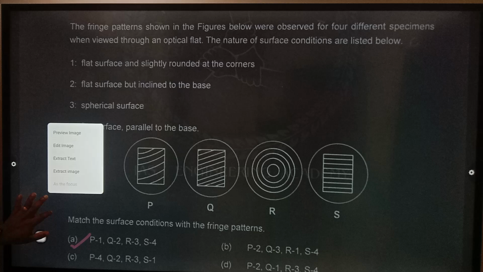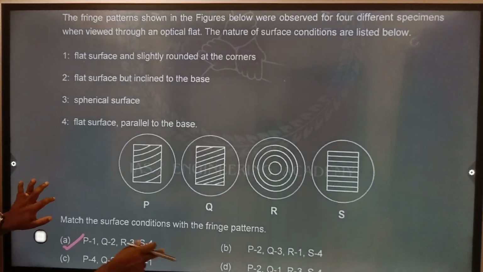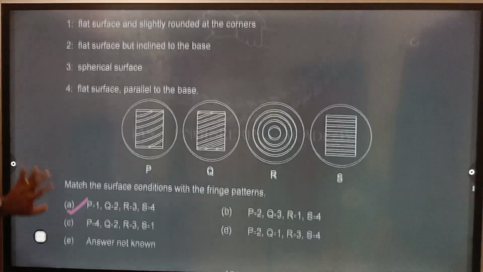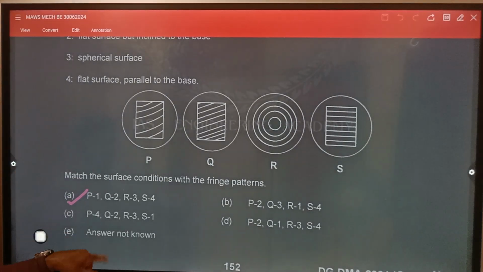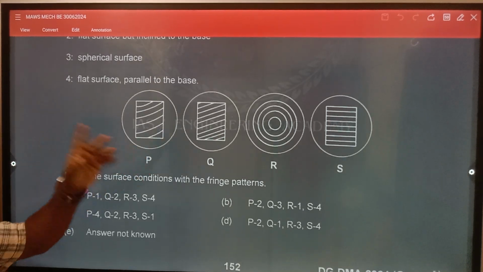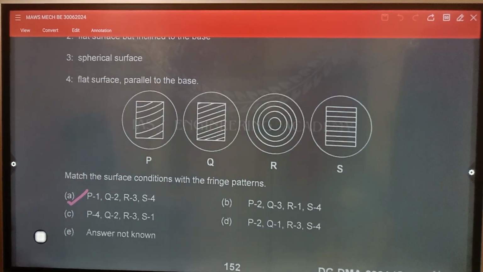The fringe pattern shown in the figures below were observed for 4 different specimens. Surface conditions match பண்ண சொல்லியிருக்கேன். P1, Q2, R3, S4 கரெக்டா PQRS order தான் இருக்கும். Okay, so A is the answer.